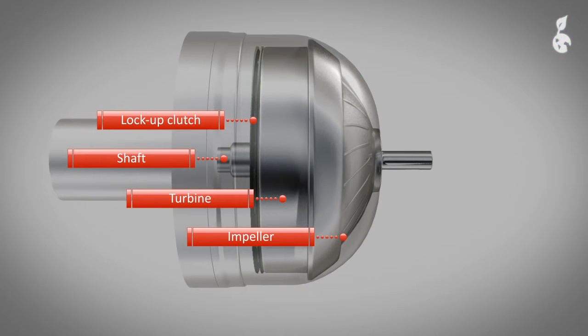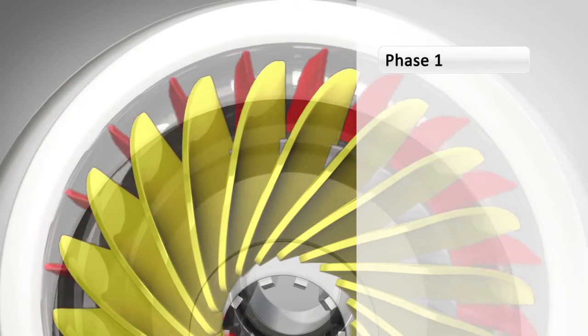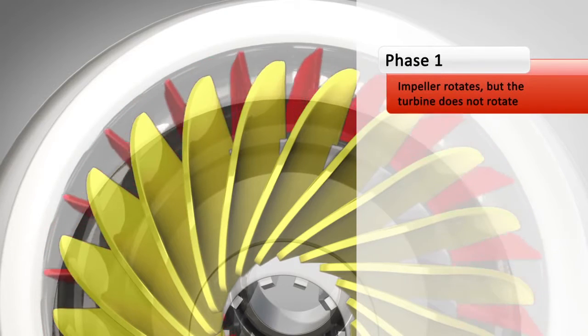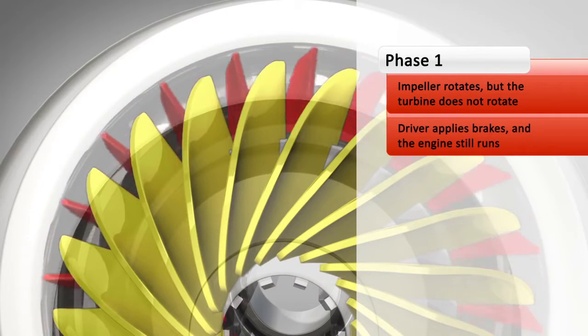Torque converters have 3 stages of operation. The first phase is called stall. Here, the engine applies power to the impeller, but the turbine does not rotate because the driver keeps his or her foot on the brake at traffic lights, so the vehicle does not move.